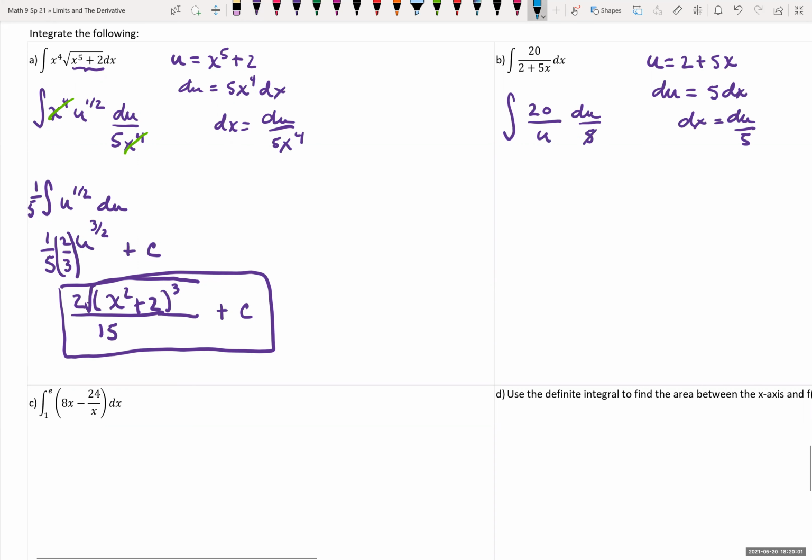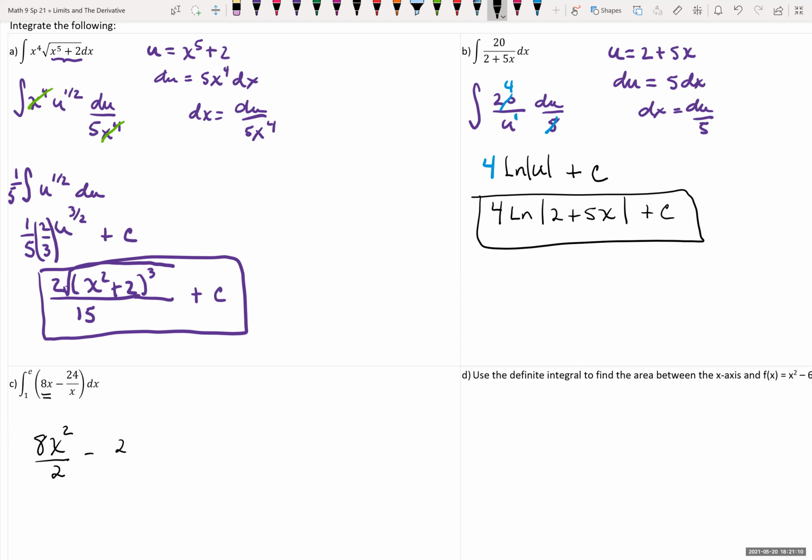So part C is a definite integral, and we can break this up into 2 separate integrals, but we don't have to really write that out. So let's just look at this and take the antiderivative right away. So antiderivative of 8x, add 1 to our exponent and divide. So 8x squared over 2 minus 24. The antiderivative of 1 over x, again, is the natural log of x. And we're evaluating this from 1 to e.